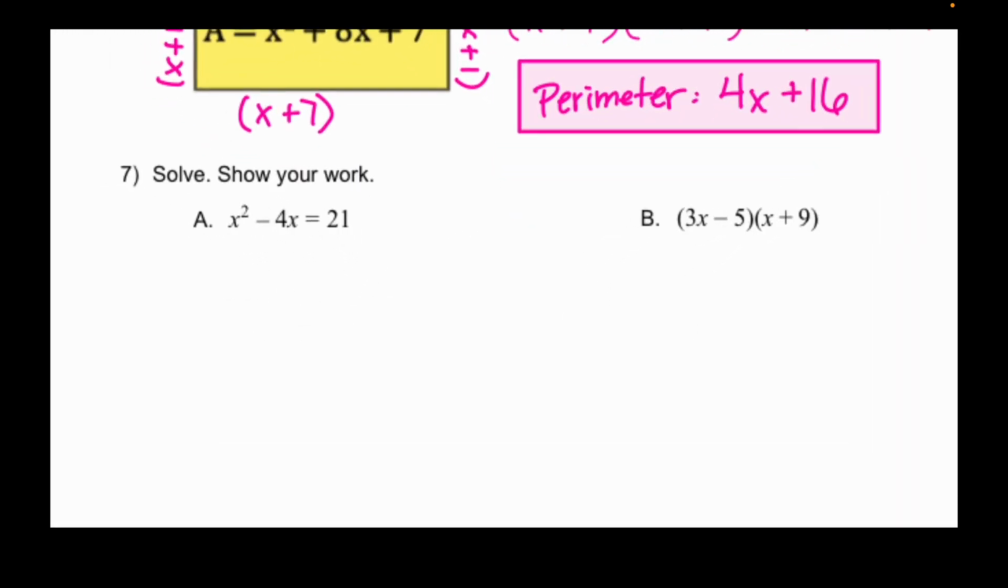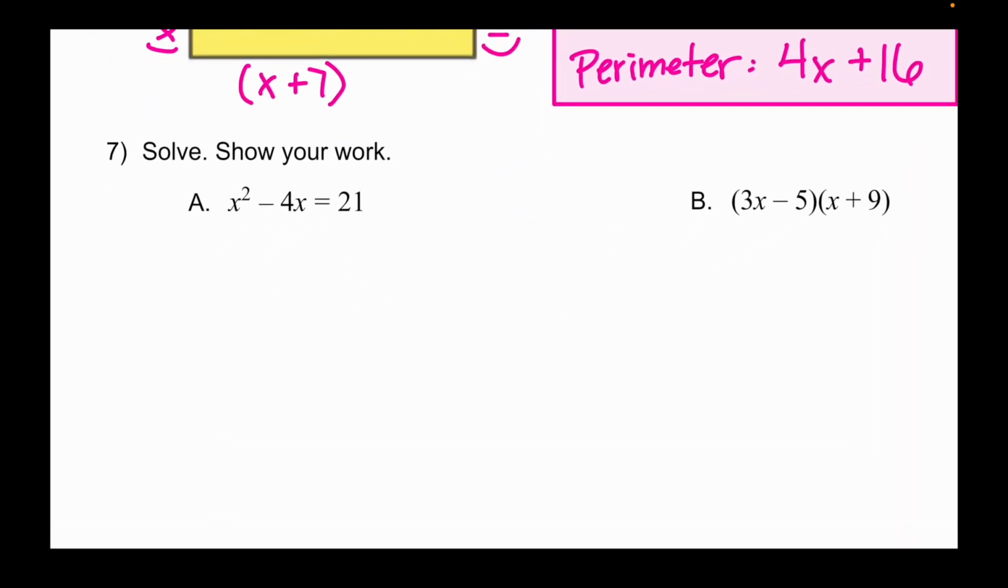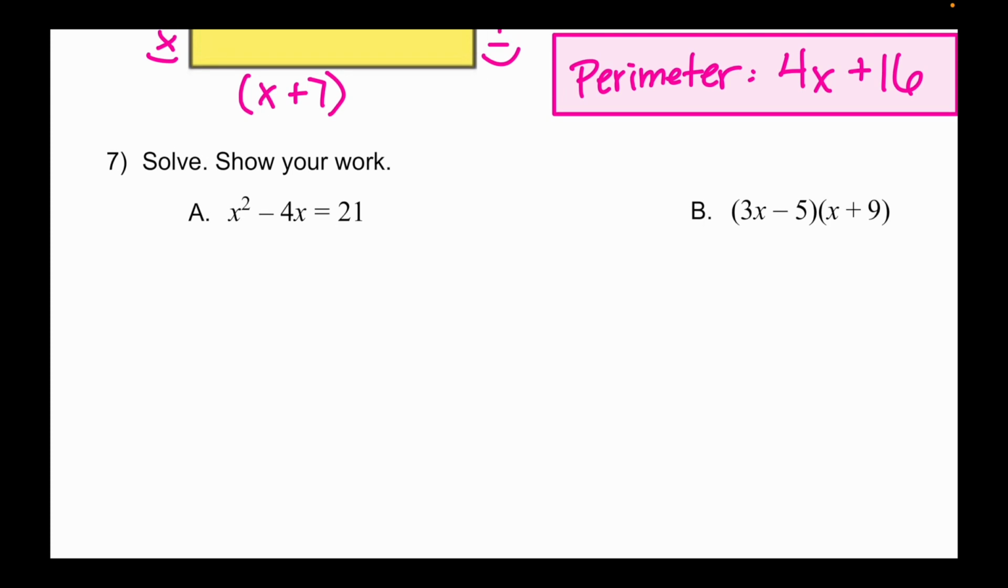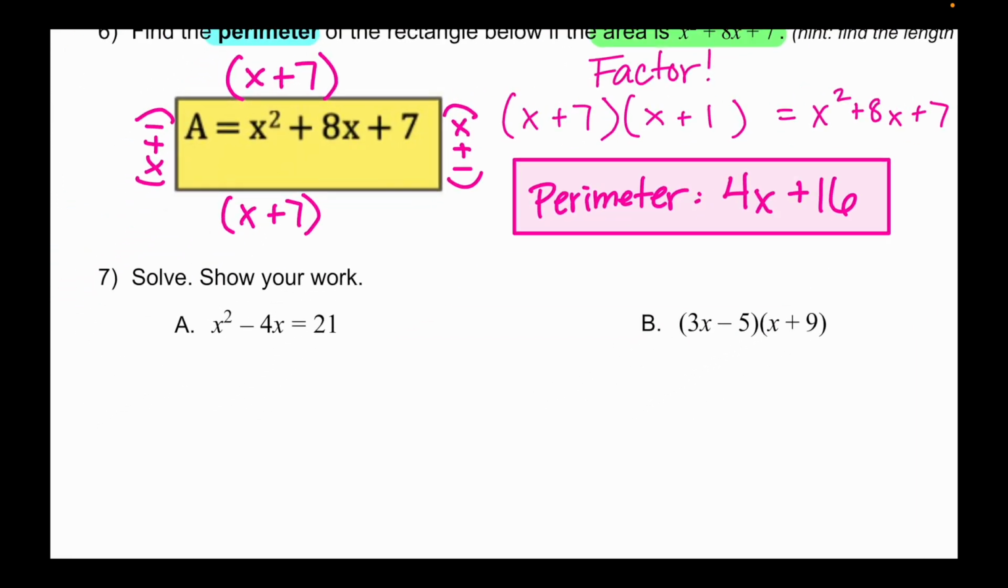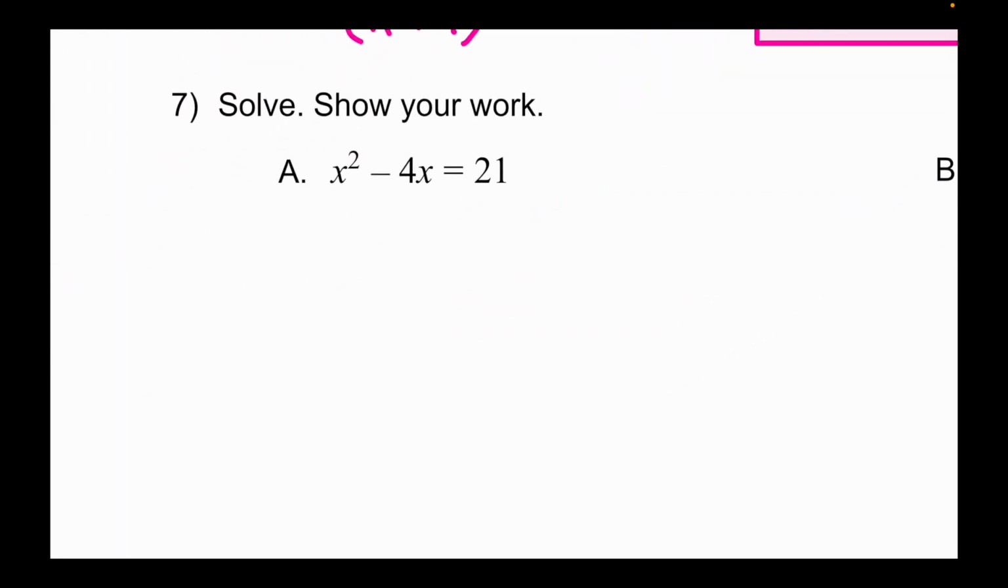That is now going to bring us down to question 7, where it says solve and show your work. So we'll do this one in, I don't know, what color have we not really used here? Let's do this in blue. So solve and show your work. Since this one has an equal sign, sometimes it can hide there and look like a minus. We're going to actually have to set this equal to 0 first. So I'm going to subtract 21 from both sides.